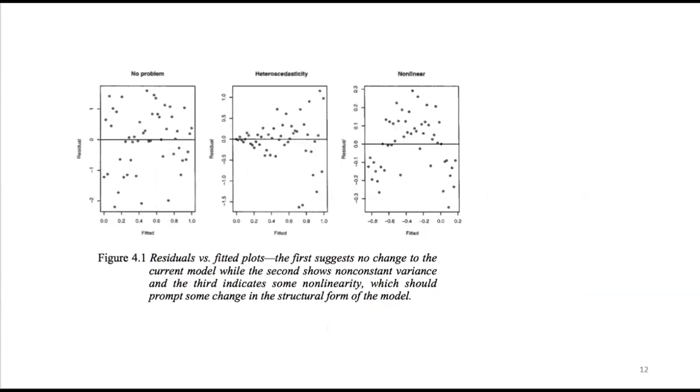All right, so here's another plot, but it shows you the same kind of thing. Now, what we can spot is, the first plot here is again residuals versus fitted. Just imagine it says standardized residuals. So the first one suggests no change to the current model. This one shows no problem. So maybe there are no outliers here, and that's fine. It's centered around 0.